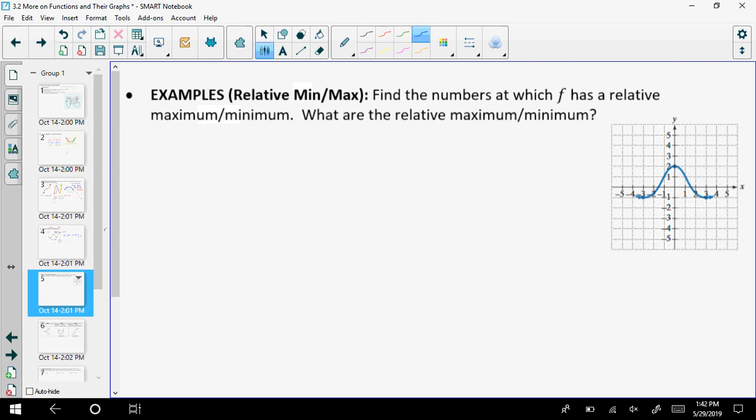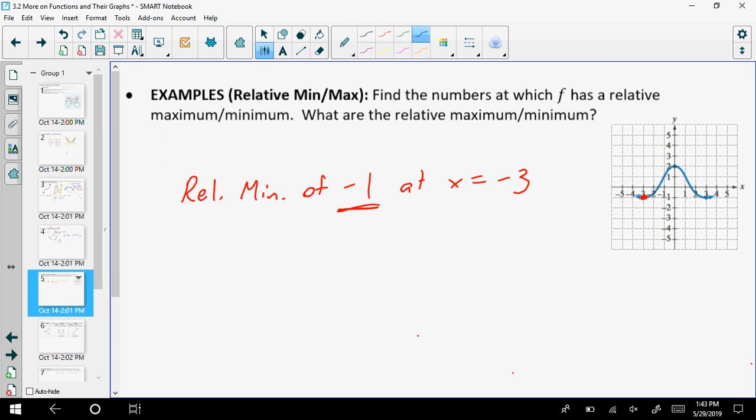Let's try it. Find the numbers at which f has a relative maximum or minimum, and what are the maximum and minimum. So let's do, it's kind of hard to see, but this point right here, is that a max or a min? You should say we have a relative min because it's a valley, it's a low point, and it's a relative min of how much? How far down is it? -1, and it's located at x equals -3. That's where it's located. The min itself is -1.